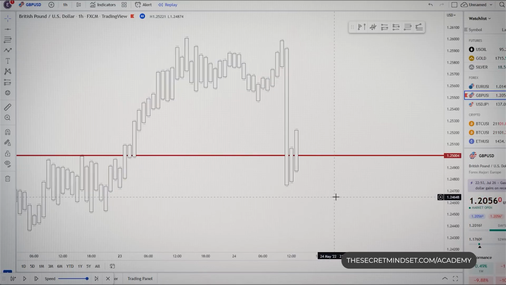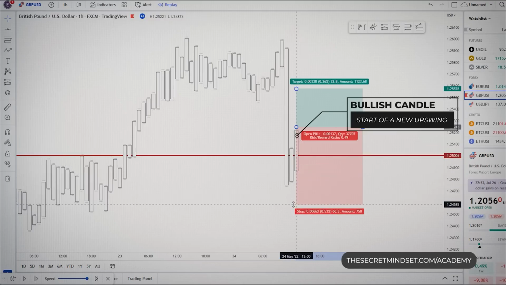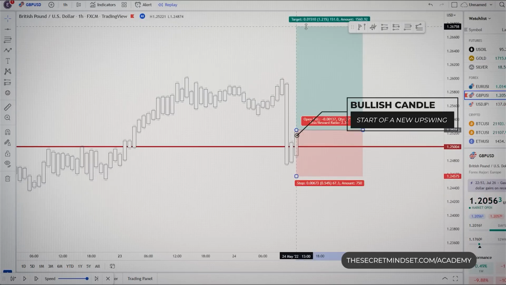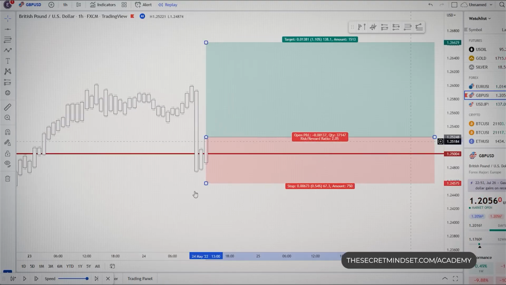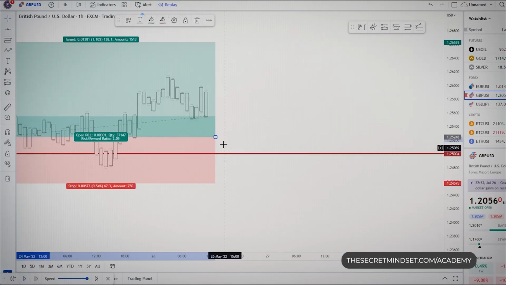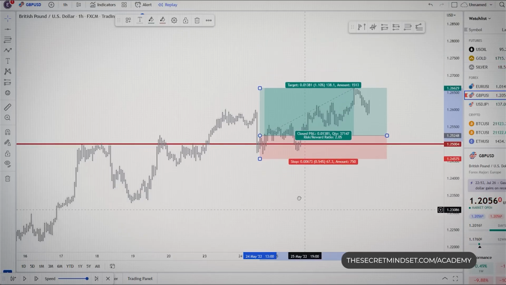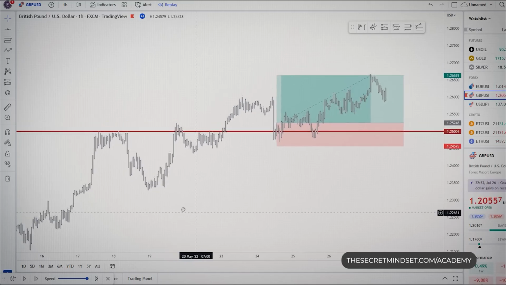Here's the signal. I like to enter when the high of the bullish candle is broken, but you can also enter immediately after you see the candle. Stop goes below the most recent swing and I will be conservative and set a risk to reward ratio of 2. You see how using this type of chart helped us to avoid the first fakeout and allowed us to enter in the direction of the main trend when a new upswing was forming.